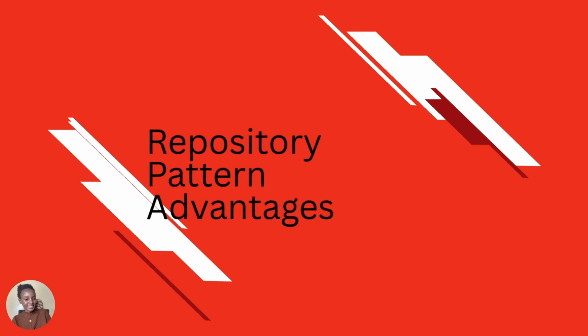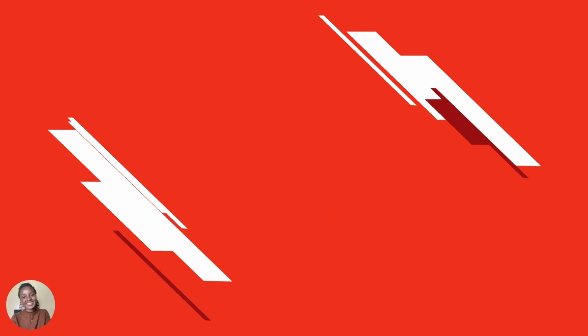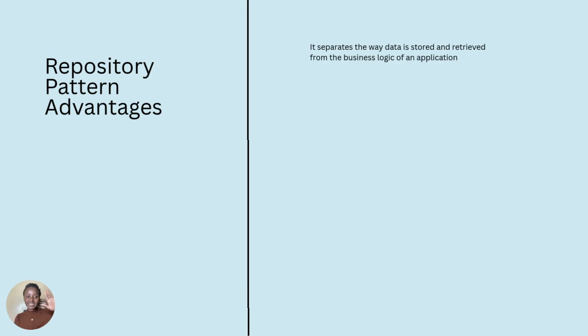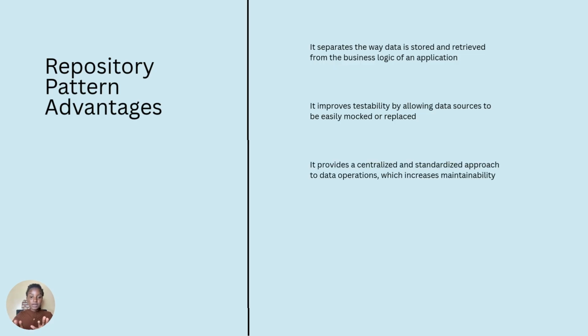Repository pattern advantages. Like I mentioned, just like the factory pattern, you can easily deduce what it does in the first place. It separates the way data is stored and retrieved from the business logic of an application. It improves testability by allowing data sources to be easily mocked or replaced. Because of this, you can literally have a mock repository, separate from the whole application, that is implemented differently without interfering with the main application whatsoever.